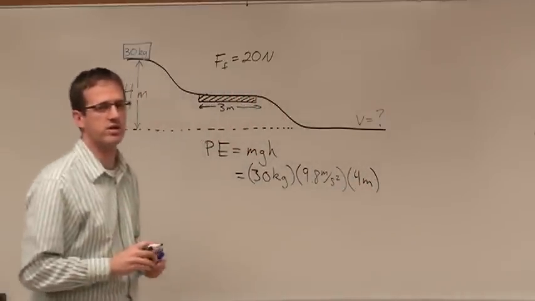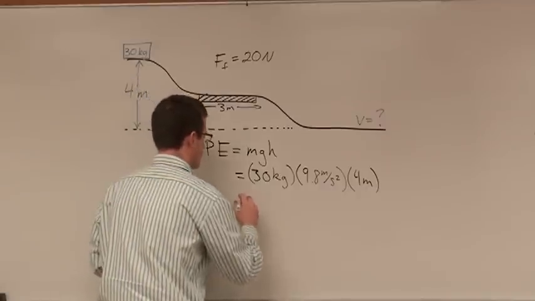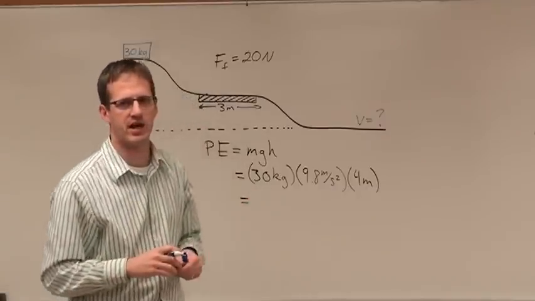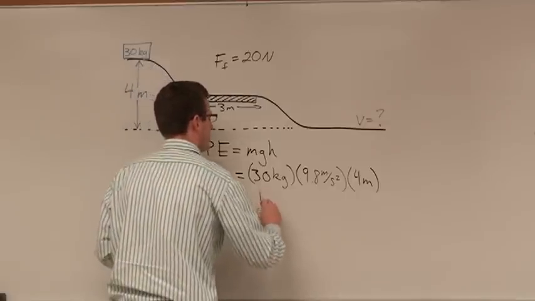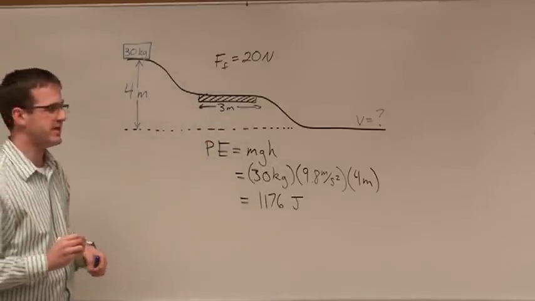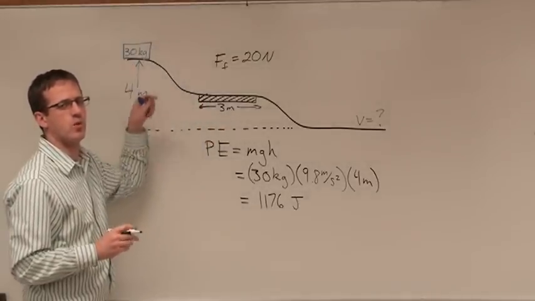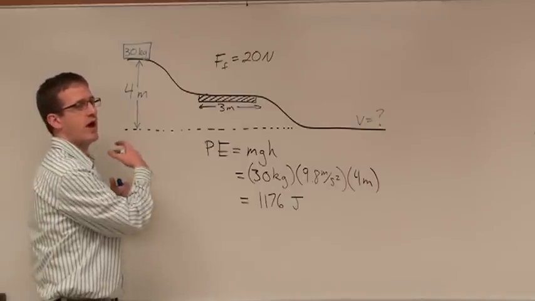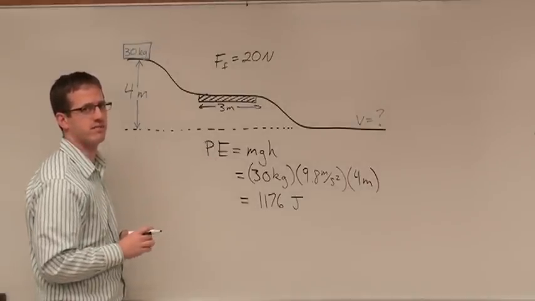Now that's the total energy of the box at the beginning. That's all potential energy. And so if you put that into your calculator, hopefully you get the same thing I did, and that is 1,176 joules. That's the energy that I start with at the top. That's the total energy. We know that that energy must remain throughout this entire process. It's got to be in the system somewhere.